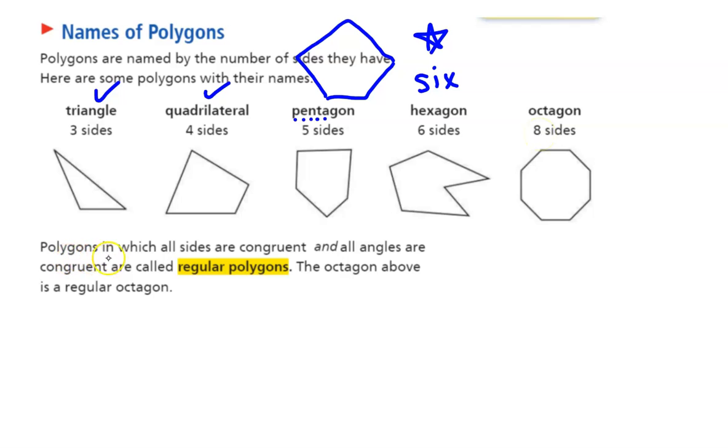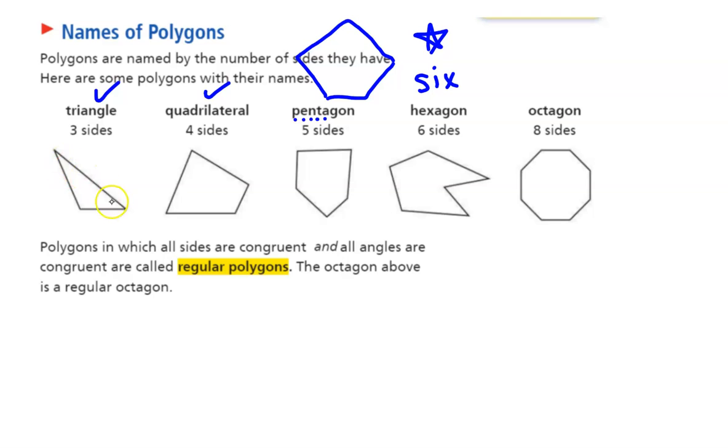So again, it says polygons in which all sides are congruent and all angles are congruent are called regular polygons. The octagon above is a regular octagon. Let me tell you what that means. I don't know why my printer is printing right now. But anyway, a polygon in which all sides are the same.